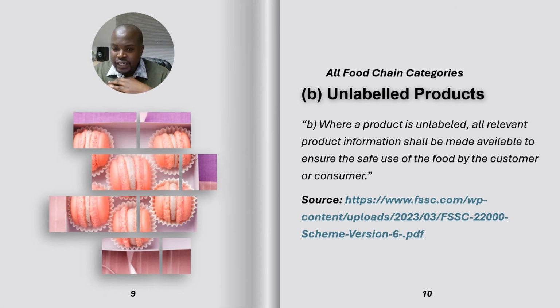So let's read 2.5.2b. It talks about unlabeled products, and the requirement reads as follows: where product is unlabeled, all relevant product information shall be made available to ensure the safe use of the product by the customer or the consumer. In the next slide, we're going to discuss in detail what this actually means.